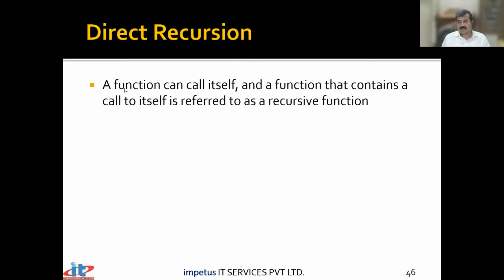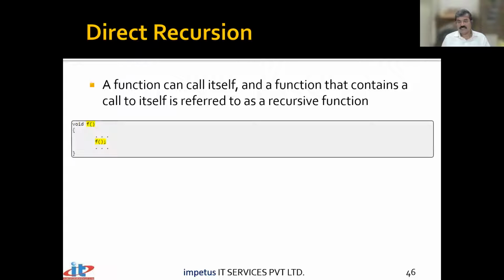What is direct recursion? A function can call itself. So there's a statement within a function which gives a call to itself. The function can call itself, and a function that contains a call to itself is referred to as a recursive function. First, every function has a permission to call itself. It has a permission if it wants to, but if it does so, we'll call it a recursion.